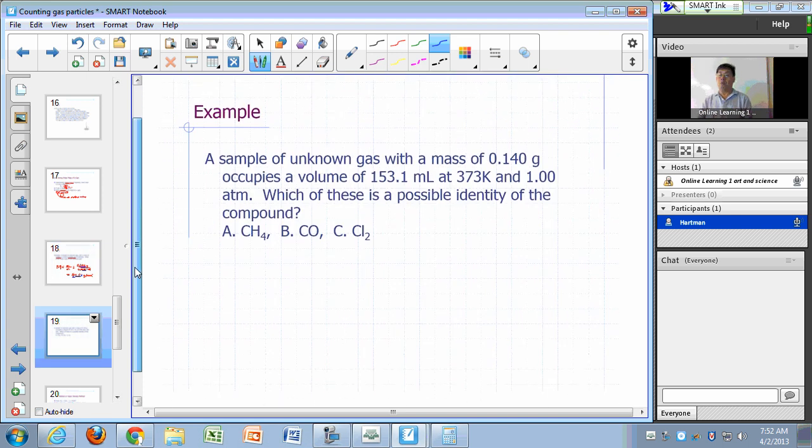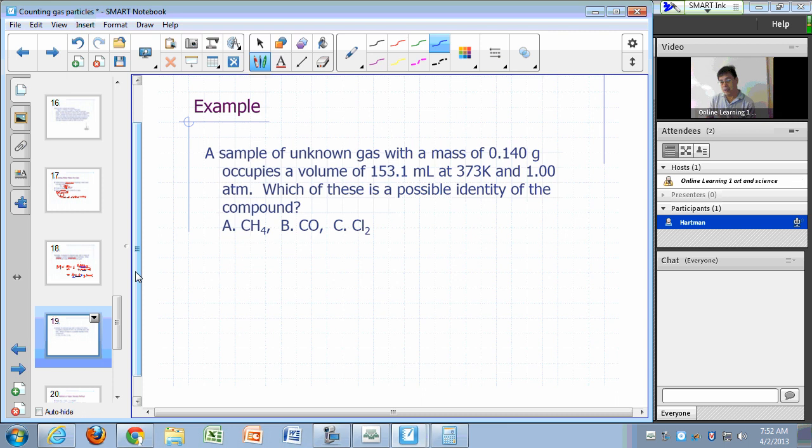Let's look at a more applied example. Let's say you have a sample of an unknown gas, okay? You found its mass to be 0.140 grams, that's this particular sample. And for that particular sample, you found that it has a volume of 153.1 milliliters at 100 degrees Celsius, which is 373 Kelvin, and a pressure of 1 atmosphere. Which of these is a possible identity of the compound?